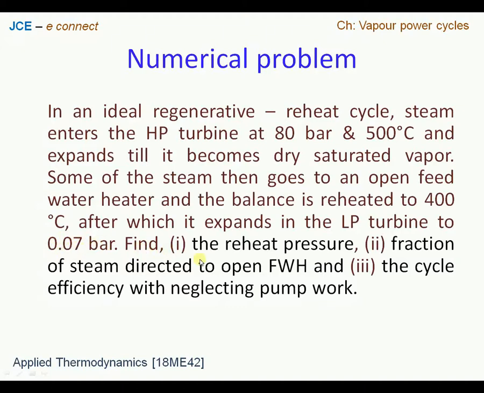They asked us to find out the reheat pressure, secondly the fraction of steam that is directed to the open feed water heater, and the last one is the cycle efficiency by neglecting the pump work. So the problem is well stated. Let us now proceed with the components arrangement showing the reheat process and the regenerator, along with an idea about the fraction of mass which is directed to the open feed water heater and the remaining working fluid which is passing through the rest of the cycle, and the TS plot. Let us look into that arrangement based on the given problem.